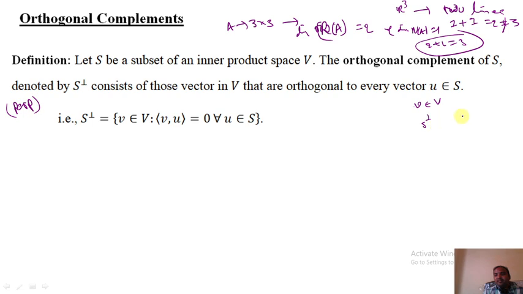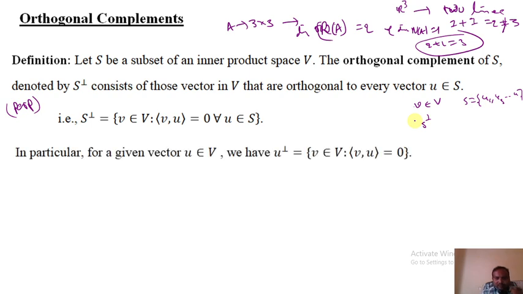S perp means, suppose the set contains vectors like u1, u2, u3. A vector that is not in S, this S perp means whatever vector you take in V must be orthogonal to every vector in the set S. The set is called the orthogonal complement. A vector that is orthogonal to only one vector of S is not in S perp.